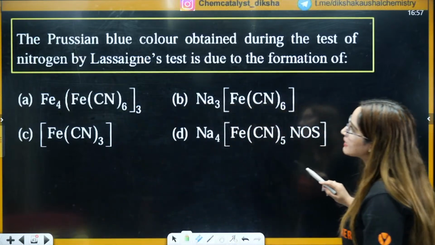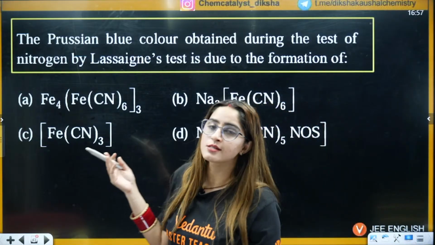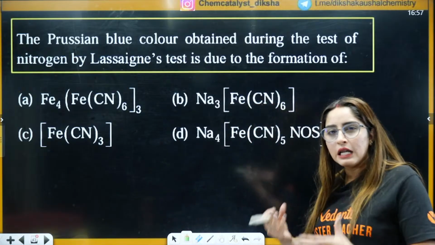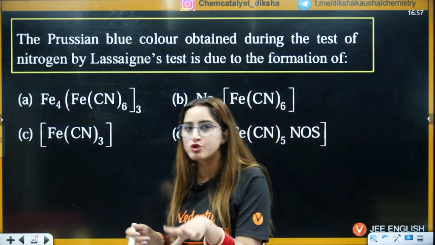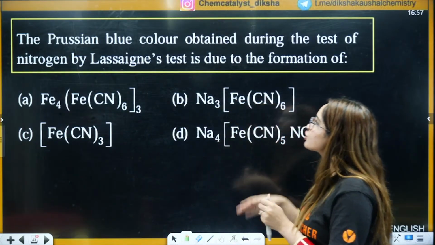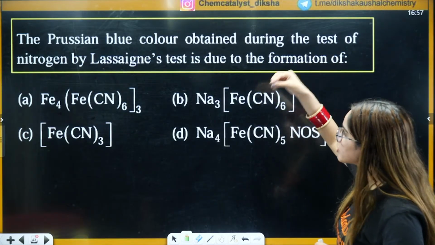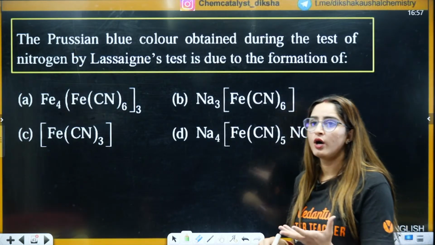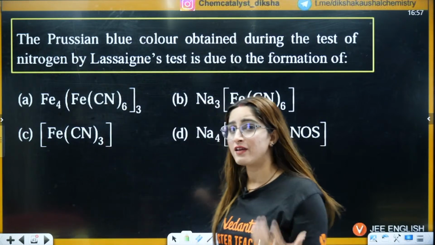Next question is from practical chemistry, or you can say qualitative and quantitative analysis. So the colors of some very important compounds, everything you should know, the formula and the color. This is important. The Prussian blue color obtained during the test of nitrogen by Lassaigne's test is due to the formation of Prussian blue. That is a very famous compound.